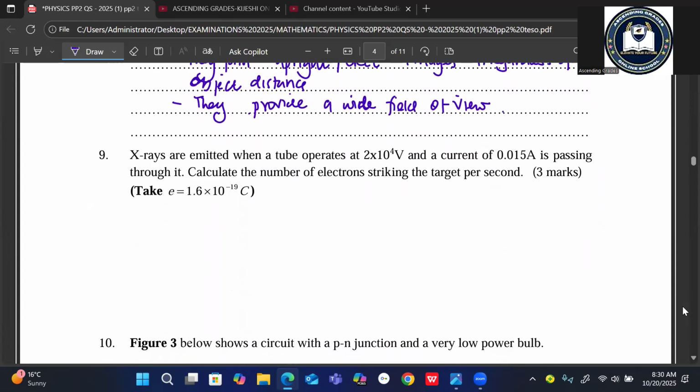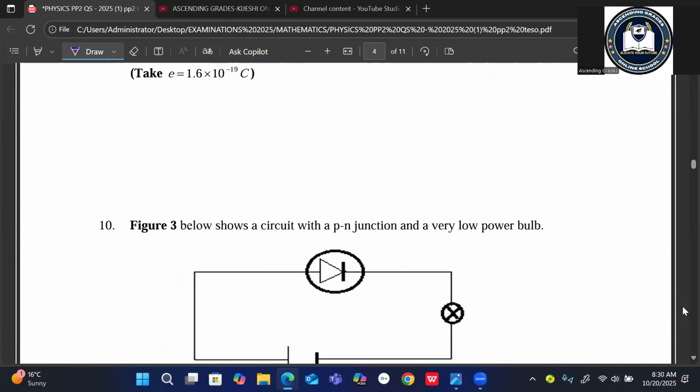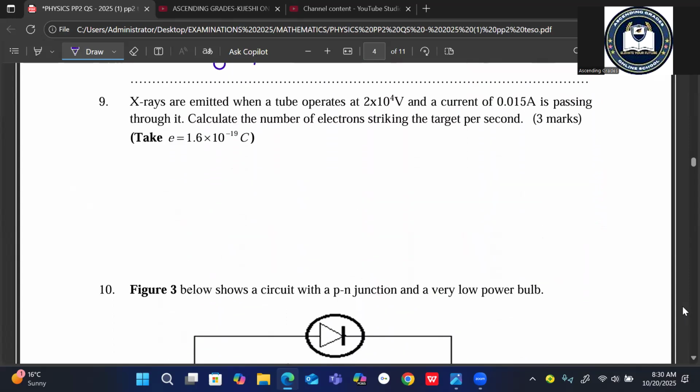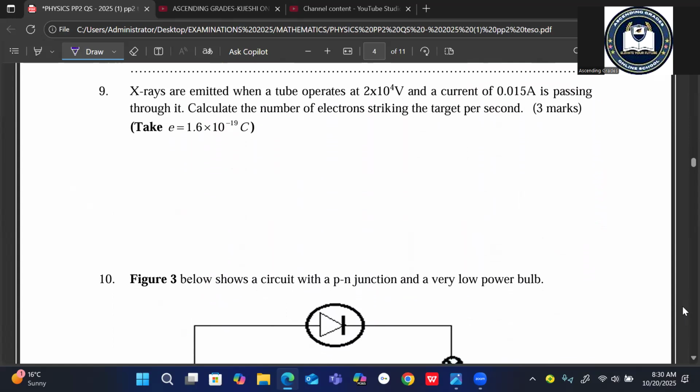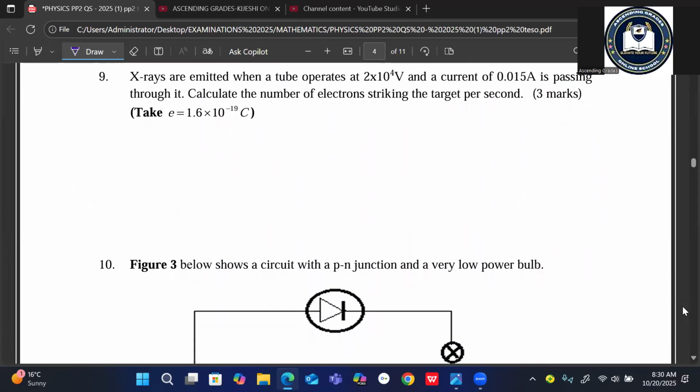We have our question 9, which reads, X-rays are emitted when a tube operates at 2.0 times 10 raised to power 4 volts and a current of 0.015 amperes is passing through it. Calculate the number of electrons striking the target per second.